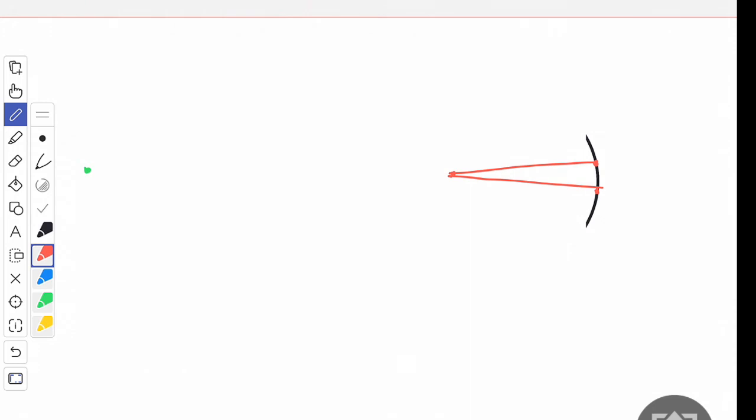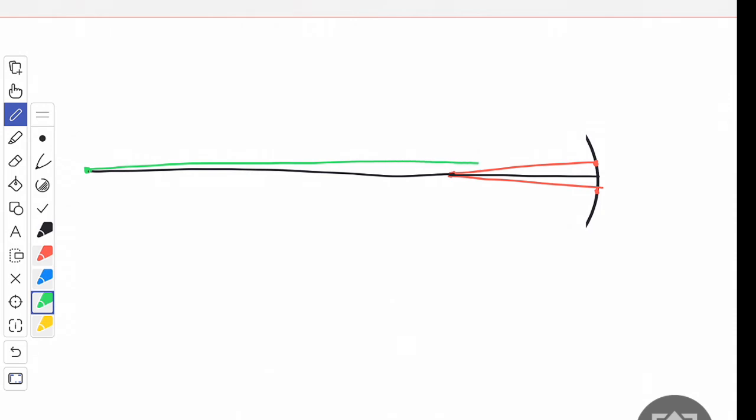I'm explaining this for Meena. Others also can understand, right? So when the object is very far off, let me draw the principal axis also. When the object is here, now if I take the two rays of light coming here, see there is one ray of light like this, right? Another ray of light which is coming like this.